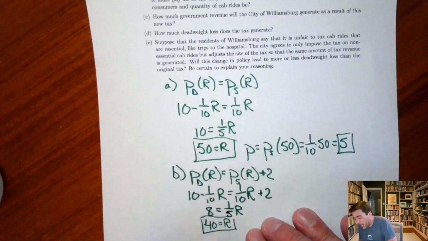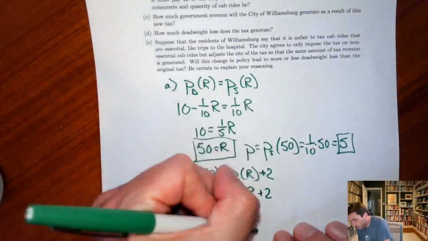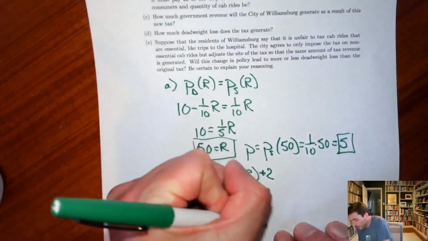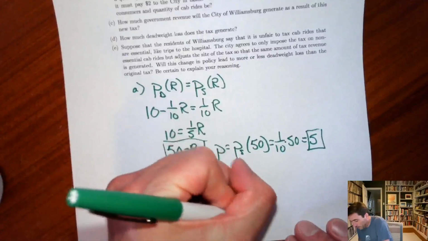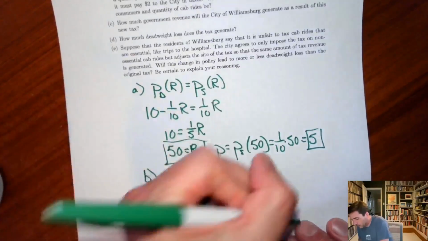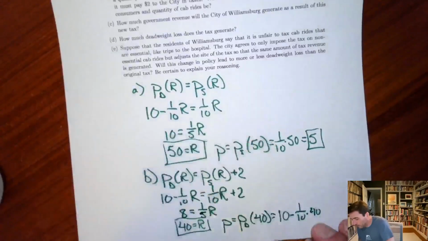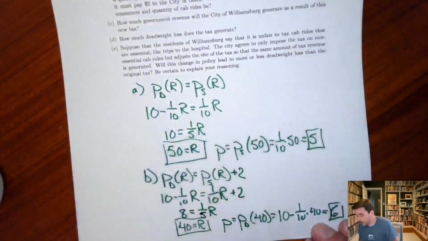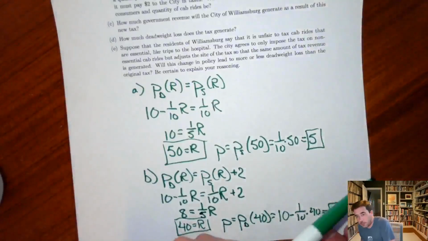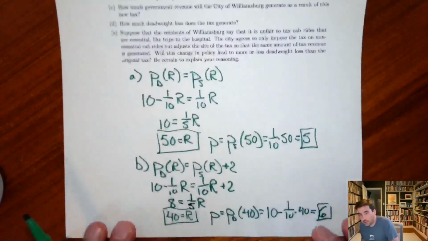So in this case, I have to plug it into PD here. If I plugged it into PS, I'd have to add the $2 in. Not a big deal. But let's go ahead and find that. So PD at a quantity of 40, right? That's going to be 10 minus 1 over 10 times 40. So that's 10 minus 4. That's going to be 6. So if consumers are paying 6, that means sellers are keeping $4 once they pay that $2 tax.